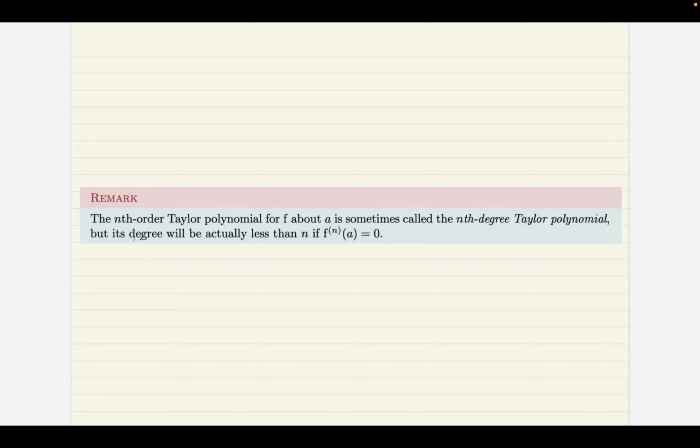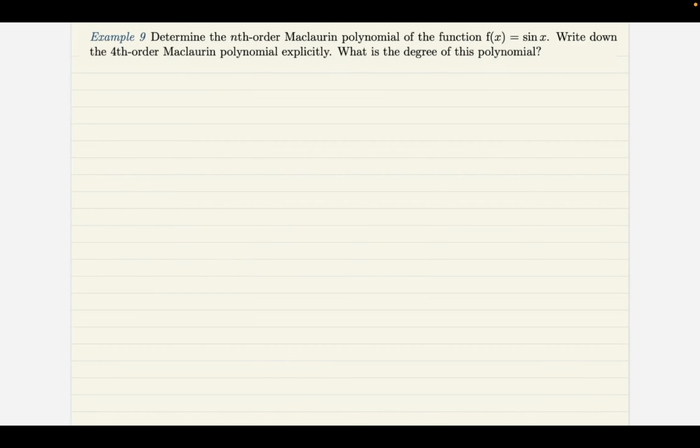Okay, now let us solve the next example from the lecture notes. So this is example 9 in the lecture notes. To determine the nth order Maclaurin polynomial of the function f of x equals sine x, write down the fourth order Maclaurin polynomial explicitly. What is the degree of this polynomial?